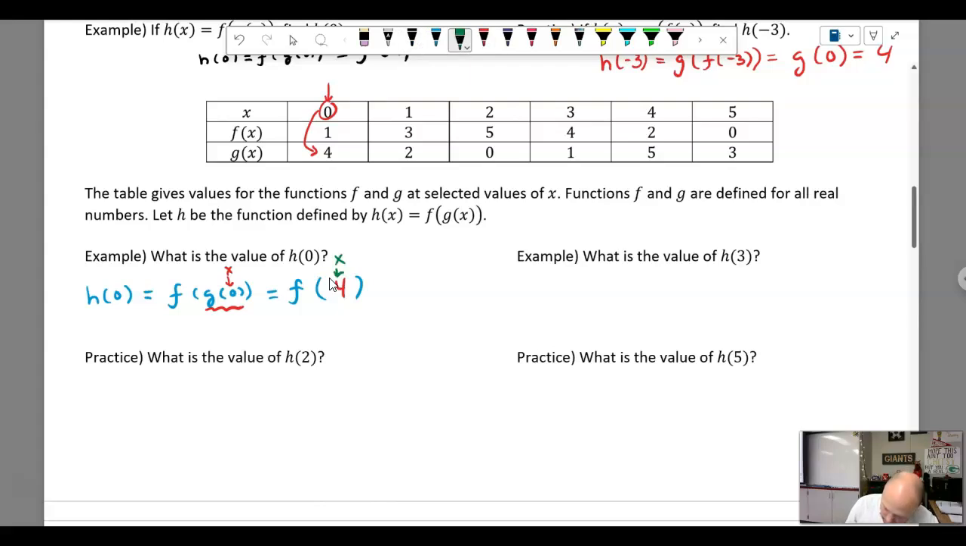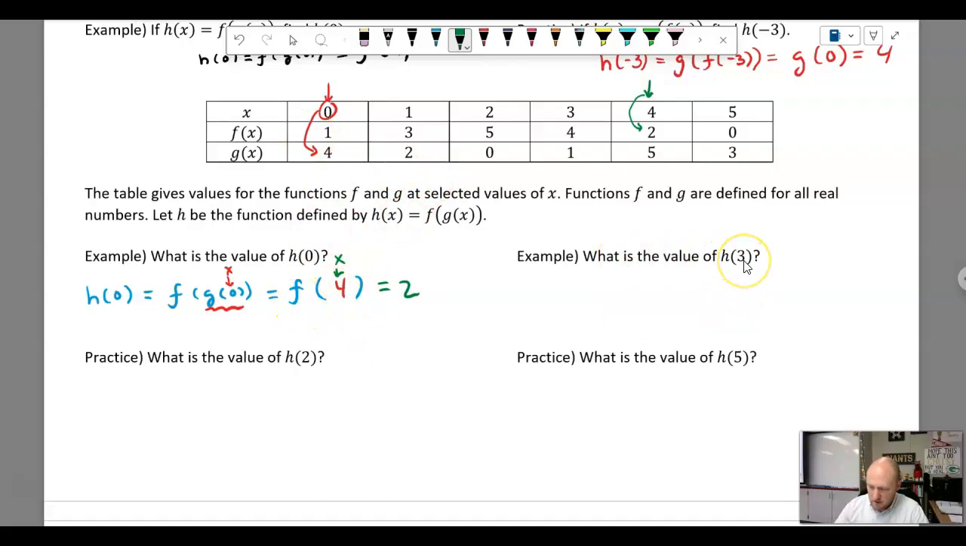This 4 is my x value. So now I go to the x value 4, which is right here, and I want f. What's f of 4? 2. Answer is 2. There you go. Plug in the value, start on the inside, evaluate the table, and then take your answer and plug it back into the outside function.